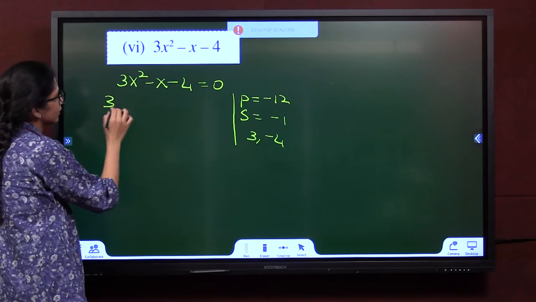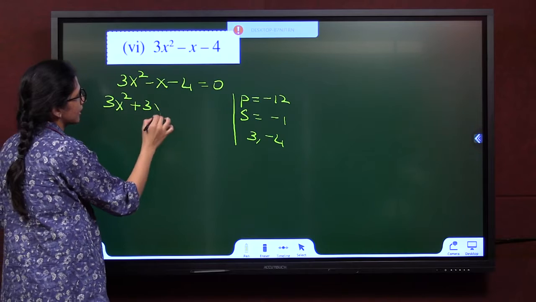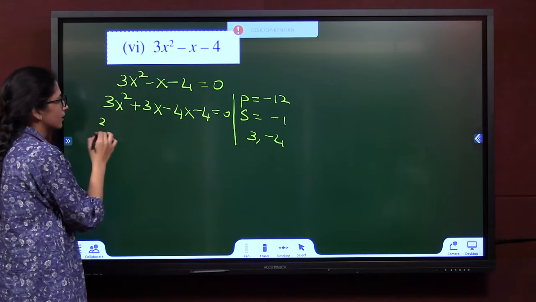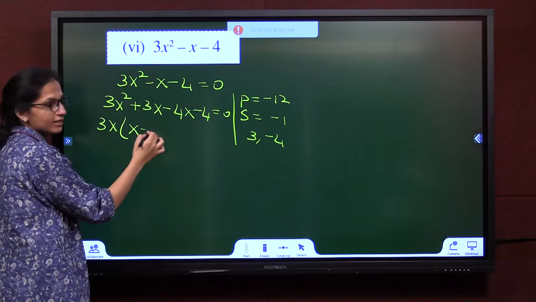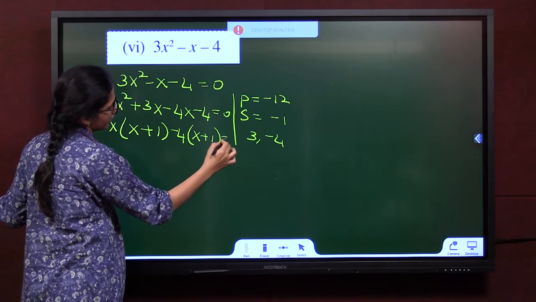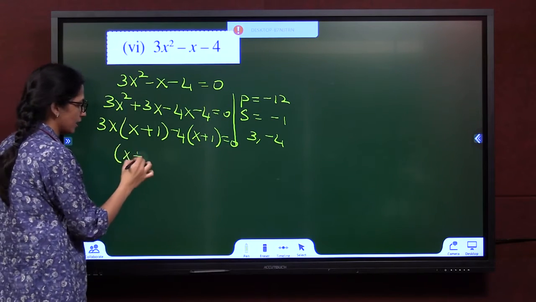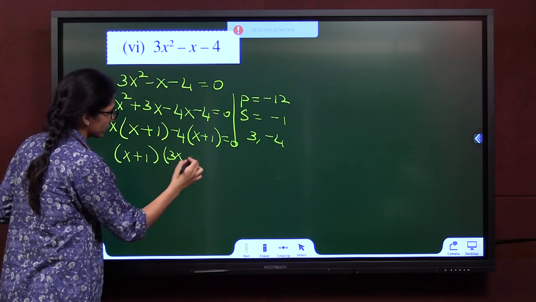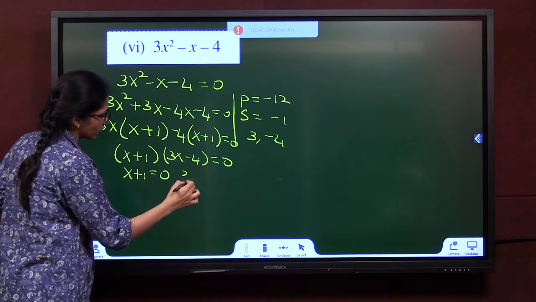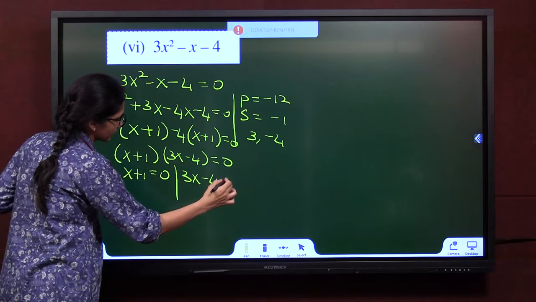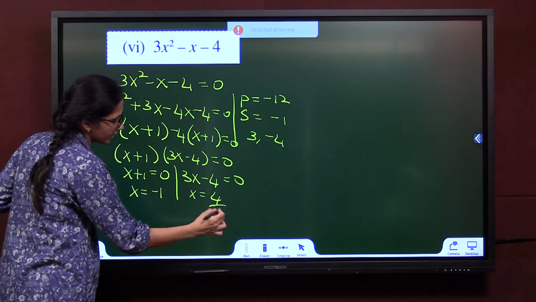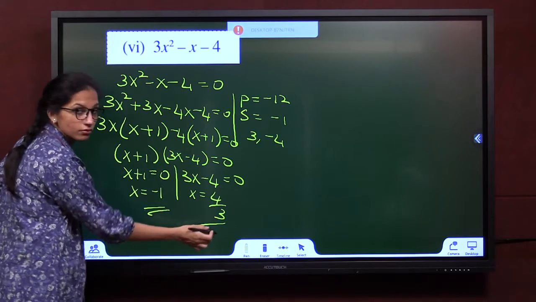So, split it. 3x square plus 3x minus 4x minus 4 equals 0. 3x common, you're left with x plus 1. Minus 4 common, you're left with x plus 1. Take x plus 1 out, into 3x minus 4 equals 0. X plus 1 is equal to 0, 3x minus 4 equals 0, x equals minus 1, x equals 4 by 3. So you have the two zeros.